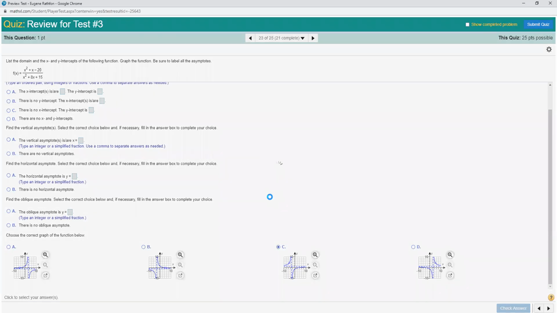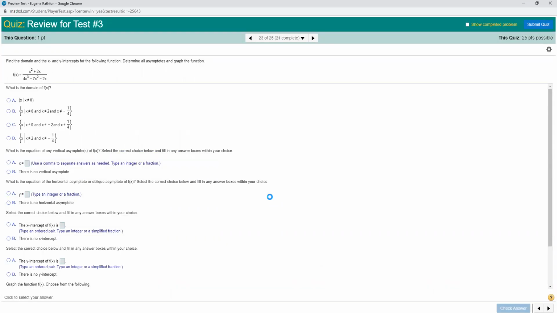All right, so same thing on 23. I took this one off because it was really long, so we'll just work it real quick. That's x squared plus 2x over 4x to the third minus 7x squared minus 2x. So same thing: domain, vertical asymptotes, horizontal asymptotes, x-intercept, y-intercept. And then they're graphing it again. So let's go to our page and work this one.